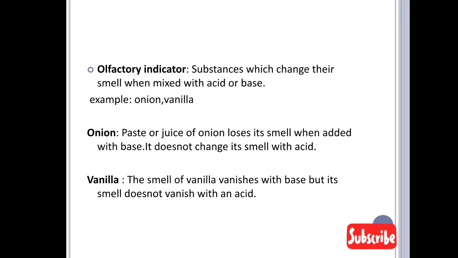Now the next type of indicator is the olfactory indicator. These are substances whose smell changes when mixed with acid or base. Examples are onion and vanilla. The onion juice loses its smell when added to a base, but when added to an acid there is no such change. In the case of vanilla, the smell vanishes with a base, but the smell of vanilla doesn't vanish with an acid.